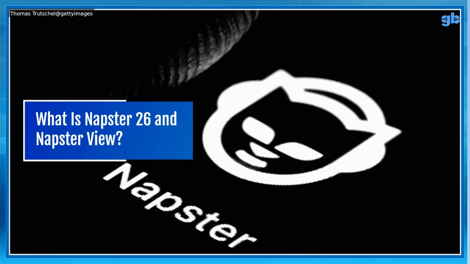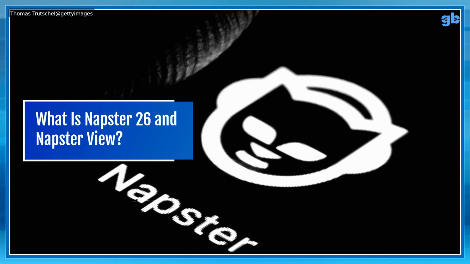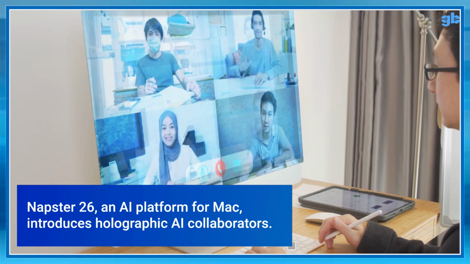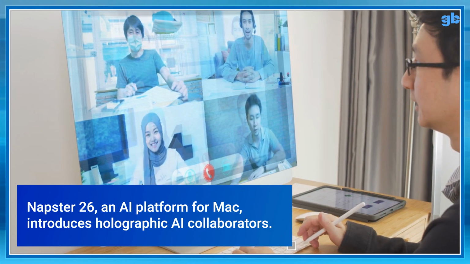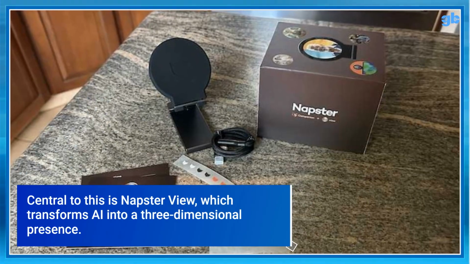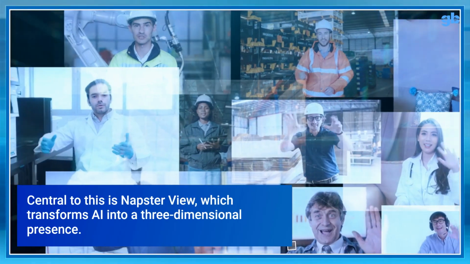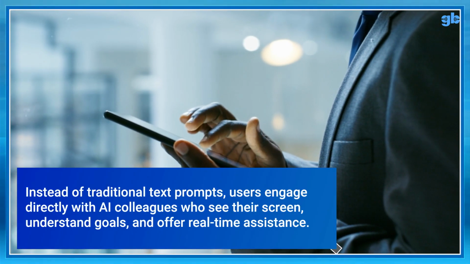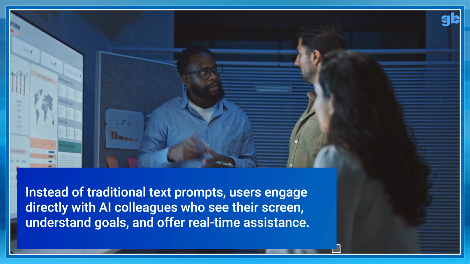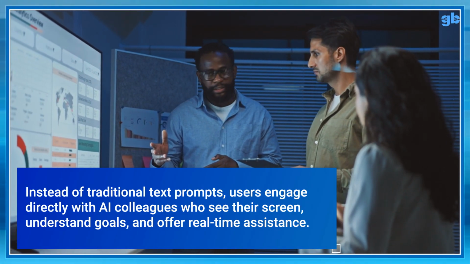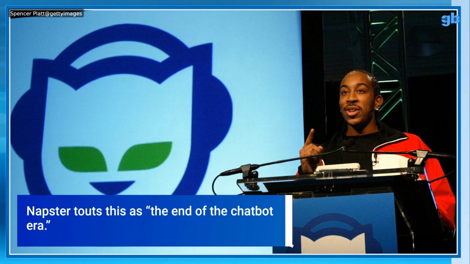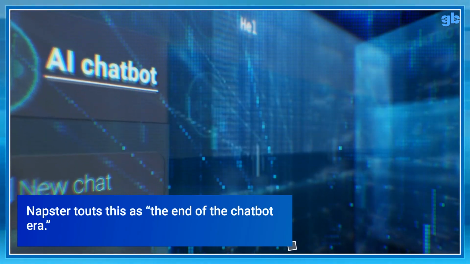What is Napster 26 and Napster View? Napster 26, an AI platform for Mac, introduces holographic AI collaborators. Central to this is Napster View, which transforms AI into a three-dimensional presence. Instead of traditional text prompts, users engage directly with AI colleagues who see their screen, understand goals, and offer real-time assistance. Napster touts this as the end of the chatbot era.